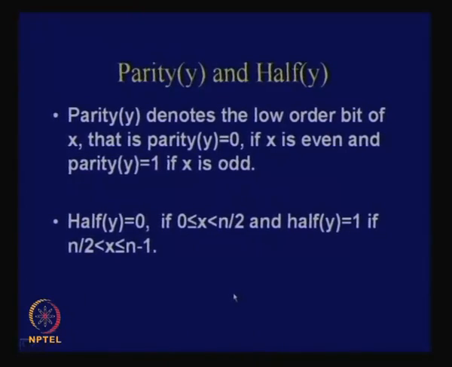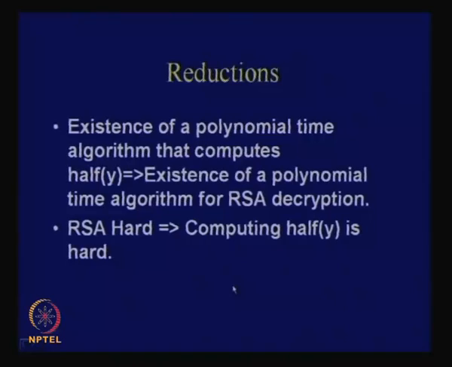So we shall see whether we can do that, and we will again apply some reduction techniques. What we shall show is that the existence of a polynomial time algorithm which will compute half of y implies the existence of a polynomial time algorithm for the RSA decryption. So if you are able to find a polytime algorithm which will compute half of y, then you can find a polytime algorithm which can do the RSA decryption, okay. Putting it the other way around, if RSA is hard, then this implies that computing the half of y function is also hard, okay.